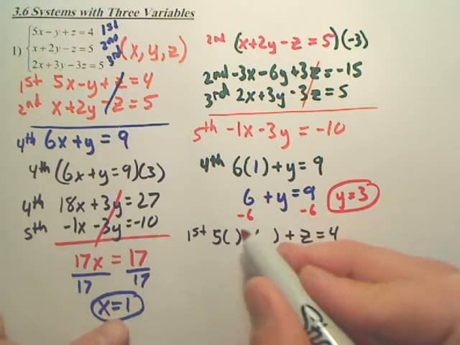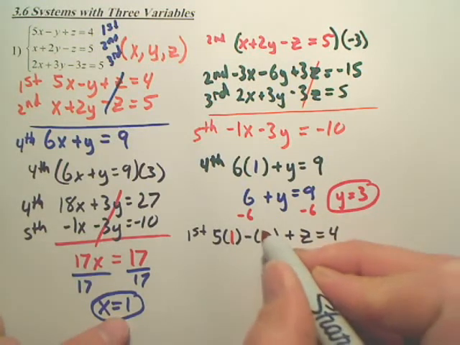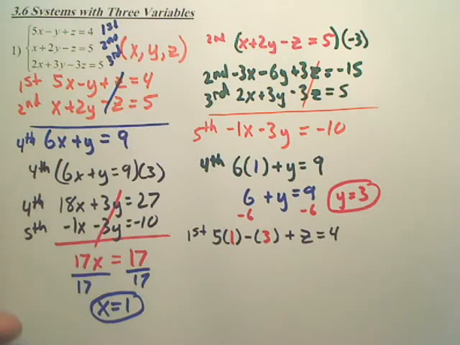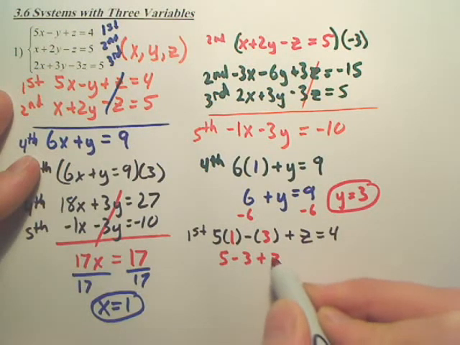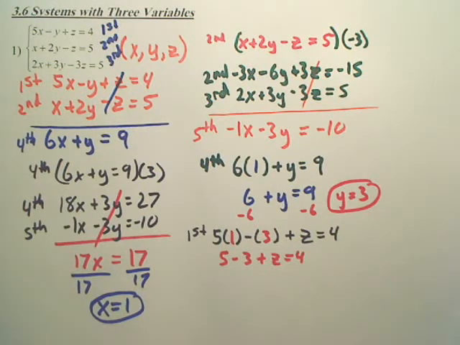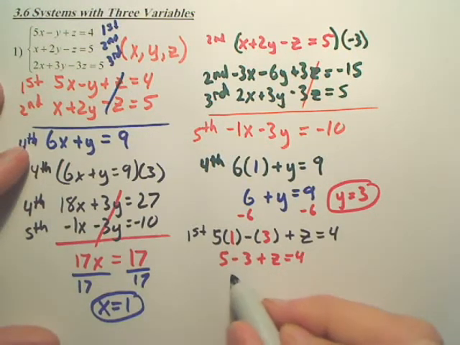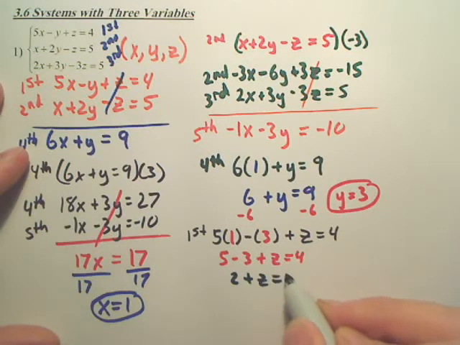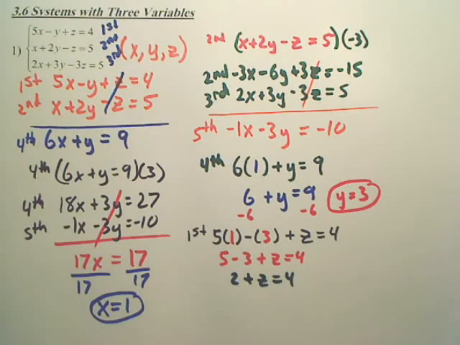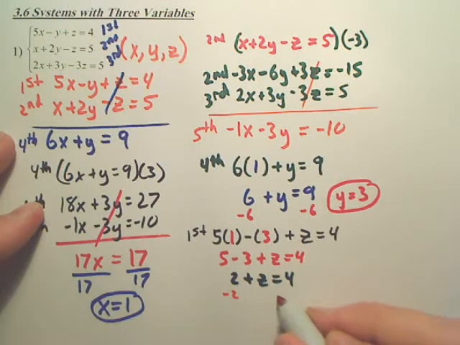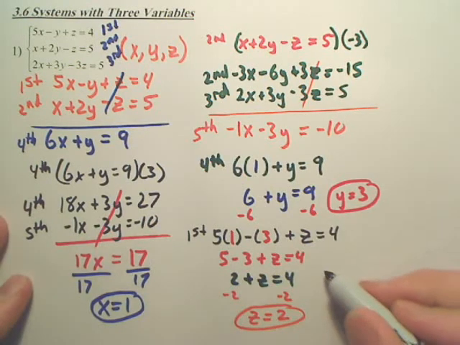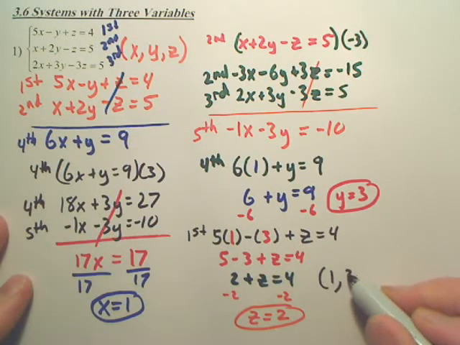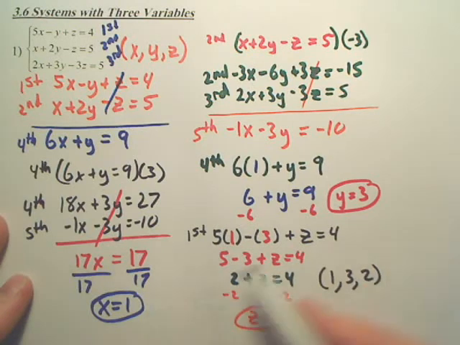Real quick here. 5x minus y plus z equals 4. And what was x? X was 1. Y is 3. Can we easily find z now? Yeah. So that's 5 minus 3 plus z equals 4. Looks like we have 2 plus z equals 4. So if we minus the 2 over, we get z equals 2. All that together, my answer is 1, 3, 2. X, Y, Z.